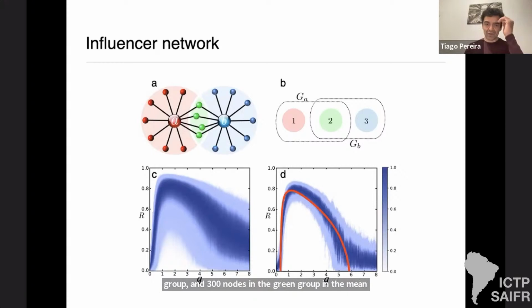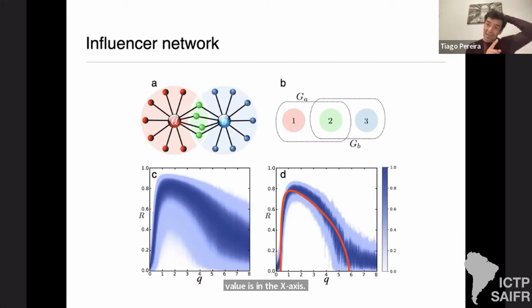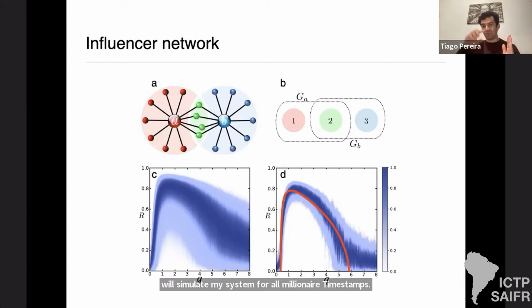So the picture below, figure C, I'm doing the following. For each value on the x-axis, I will simulate my system for 1 million time steps. Then I'll record the value of this parameter R. What you see now is the histogram coded in blue. Dark blue means the probability to find R at that value is very high, and as you go to white, the probability decays.